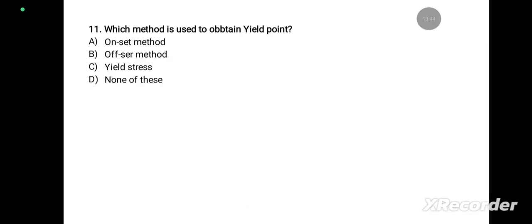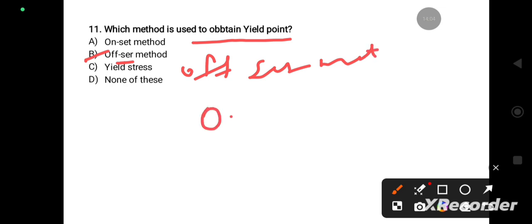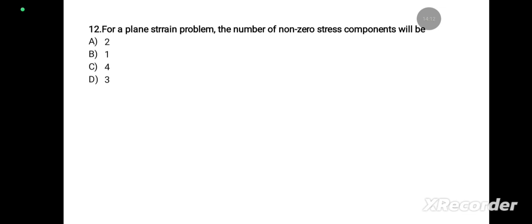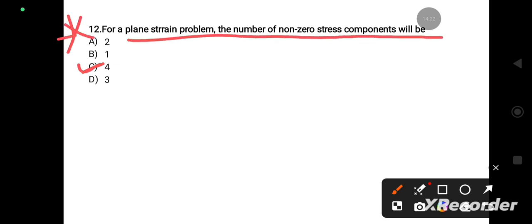Next, which method is used to obtain the yield point? Usually the offset method. The common offset is at 0.2%. Next, for a plane strain problem, the number of non-zero stress components will be 4. This is a direct, standard and important question.